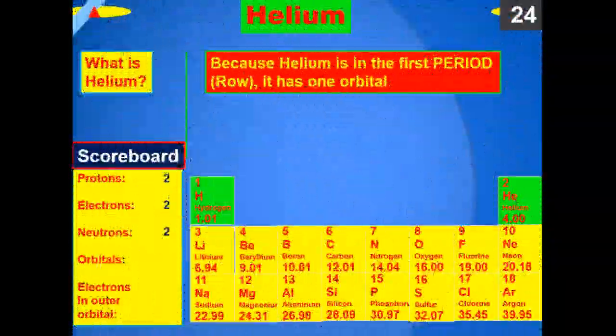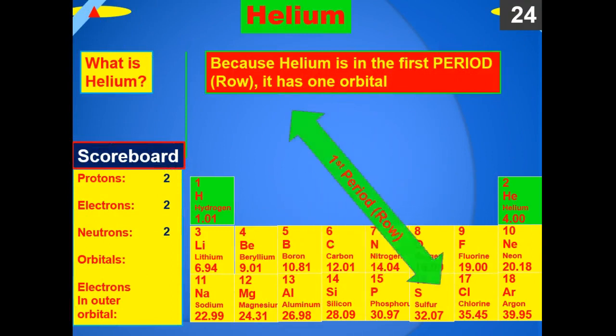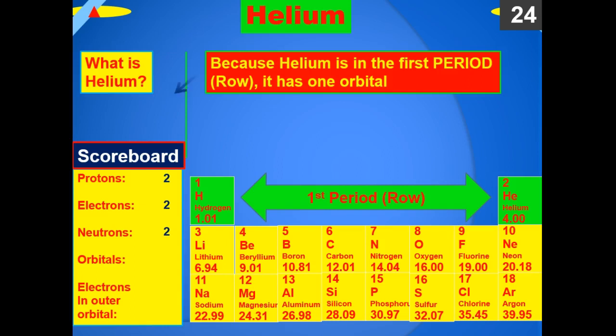Okay, now we're ready to figure out number of orbitals. Notice where helium is. Just like hydrogen, it's in the first row. Anything in the first row has 1 orbital. So we can go ahead and fill in the orbitals right there, and there's one orbital.